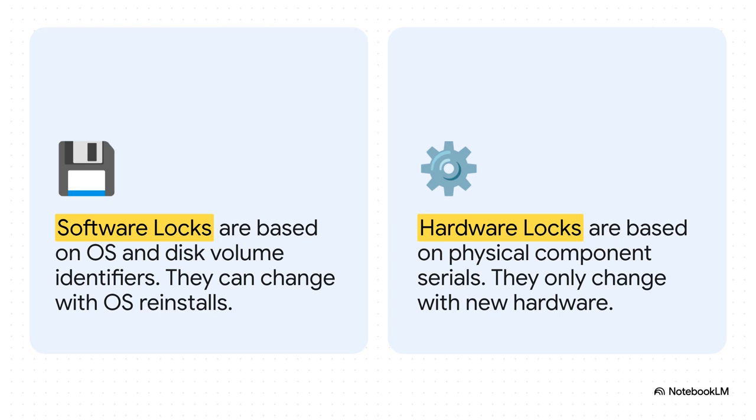Now, here's the crucial distinction you need to think about. Software locks, they're tied to things like the operating system or the disk volume ID. Stuff that can easily change if a user reformats their hard drive. Hardware locks, on the other hand, are tied to the physical serial numbers of components like the CPU or the BIOS. These are way more stable. Your choice here really dictates how resilient that license is going to be.